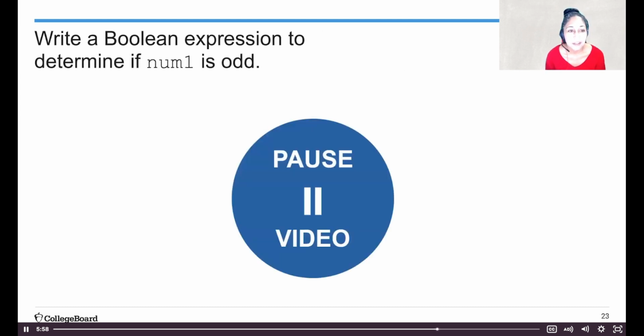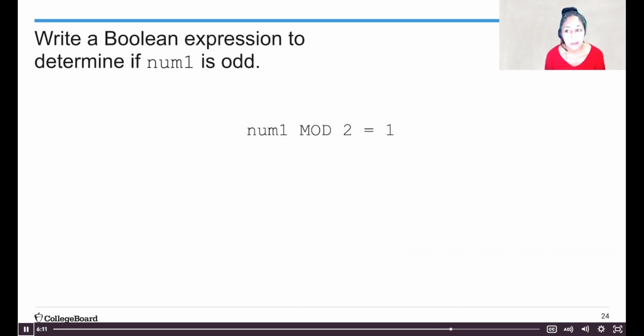Okay, pause the video to write a Boolean expression to determine if num1 is odd. Remember the example I showed you earlier. If I'm checking if the number is odd, then there's going to be a remainder after I divide by 2. More specifically, that remainder would be 1. If I take, for example, 5 mod 2, 5 divided by 2 leaves a remainder of 1. So if I write a Boolean expression, num mod 2 equals 1, then this expression is checking whether or not that number is odd.